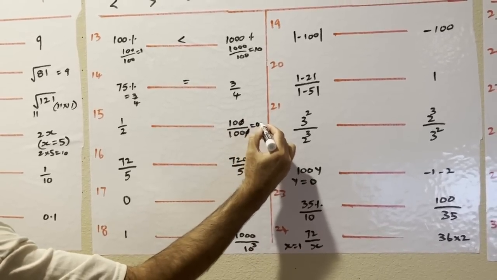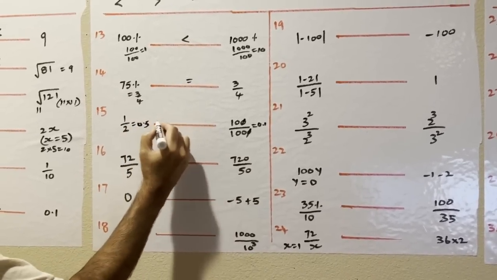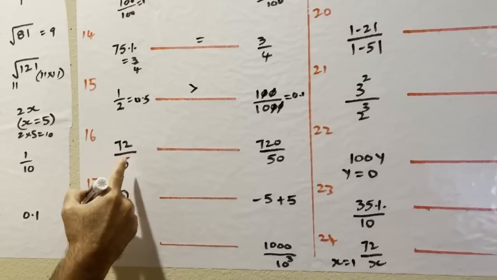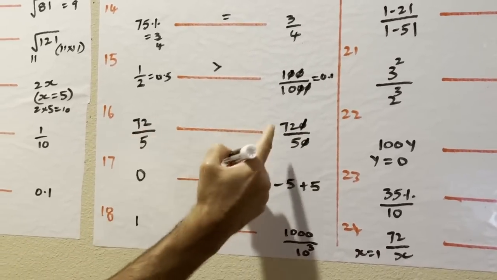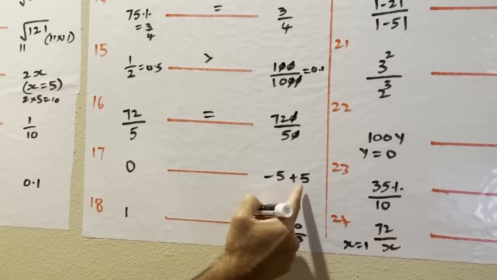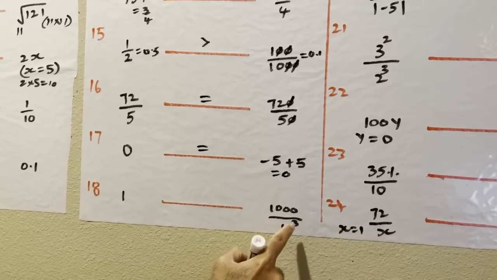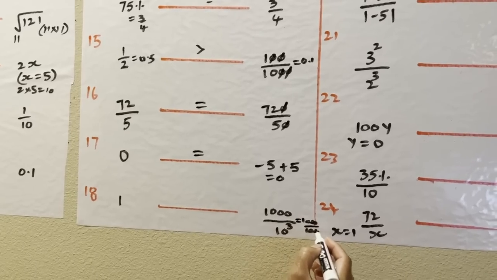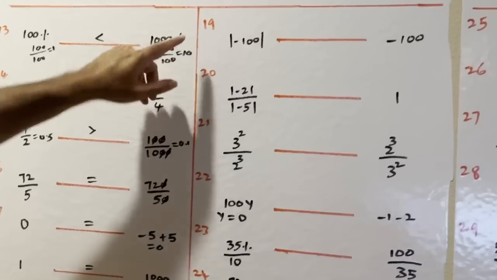1/2. Here 10 by 1000 equates to, if you cancel the zeros, 10 by 100, 0.1. It's 0.5 here. This is greater. Next, 72 by 5, 720 by 50. Cancel the zeros. So what you get is 72 by 5, 72 by 5, equal. Negative 5 plus 5 equal to 0. So equal. Then 1000 by 10 power 3. 10 power 3 is 1000. So it equals 1000 by 1000, which is equal to 1. So equal. Let's move to the 19th problem.